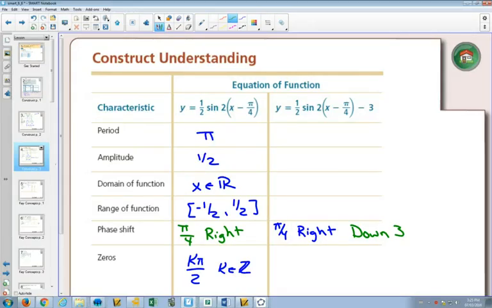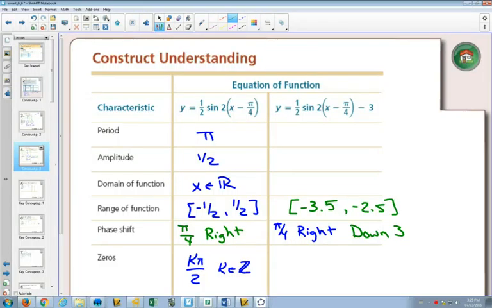The range is going to get affected, because it used to be from -1/2 to positive a half. When you move it down 3, it'll go to negative 3.5. And if you move from a half, go down 3, it's going to go down to negative 2.5. What else is going to get affected?